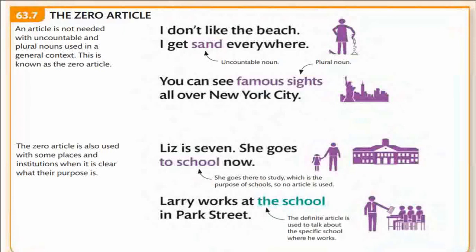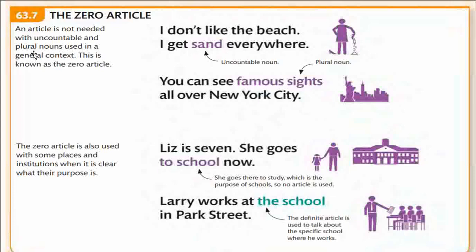Then we have the zero article. Zero article is a place where the articles are not used. And these are mainly before uncountables. Let us see. An article is not needed with uncountables. Uncountable means the noun that cannot be counted. For example, rice, you cannot count rice. Sand, you cannot count sand. And plural nouns, because plural nouns are a group of things. For that, you do not need a specific article.